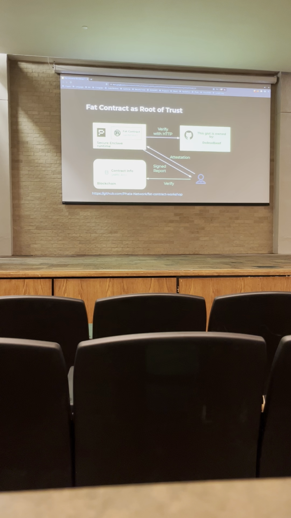So, for the attestation demo, we're using the fat contract as a sort of root of trust. From here, I'm going to show you in our front end a little gist that you'll copy and post to your GitHub, and make sure to make it public. The fat contract will then execute and verify your gist through an HTTP request. That attestation is signed within the secure enclave worker, and that signed report is then verified on the blockchain. Then, whenever you're redeeming your POAP, the POAP code will appear in the front end, as I'll show you.